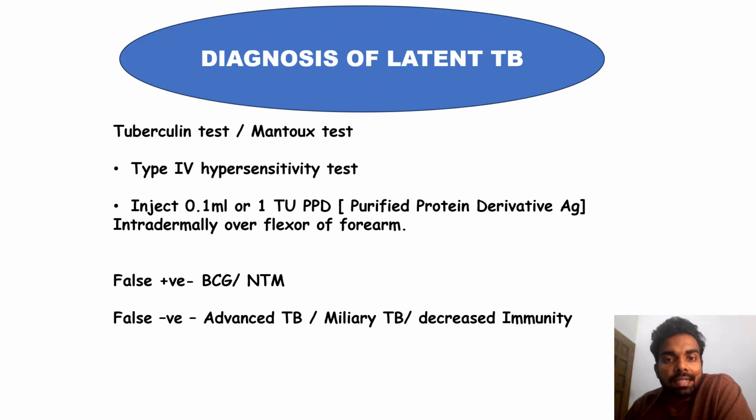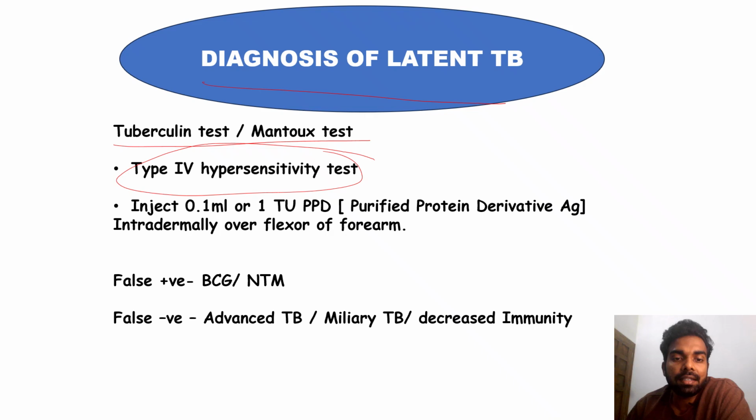So how do you diagnose a case of latent TB? You must have seen kids coming with complaints of cough and everything, and we have a suspicion whether the child has TB or not, or if the person has TB or not. So we need to detect it. There's a test called the tuberculin test or Mantoux test, which is actually a type 4 hypersensitivity reaction. It means it is a delayed reaction. So we inject the patient with 0.1 ml or 1 tuberculin unit of PPD, purified protein derivative antigen, injected intradermally over the flexor aspect of the forearm.